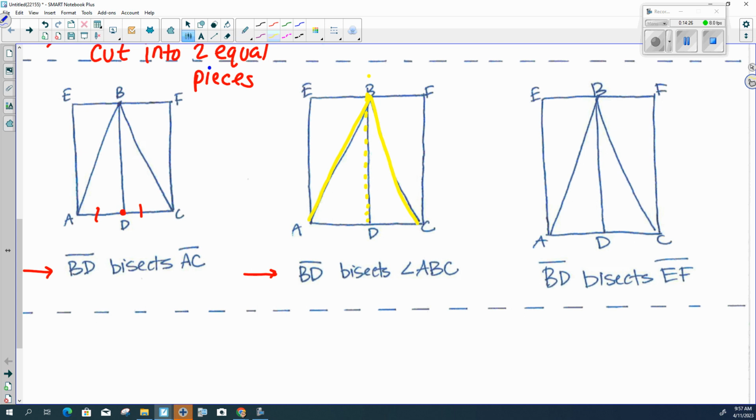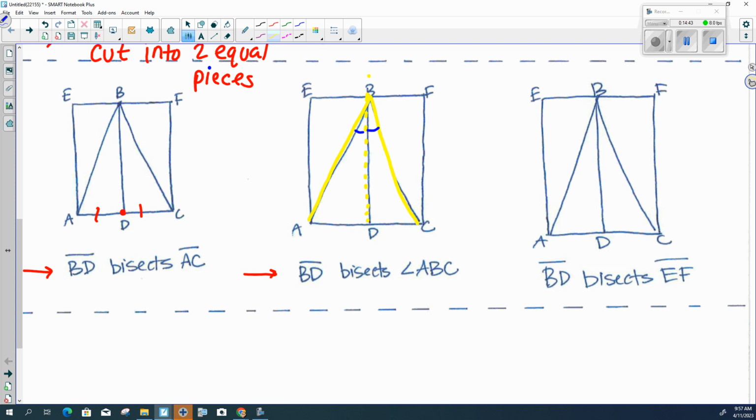So if I'm bisecting this big angle, it's going to create two equal angles here. And I would have to write angle ABD is congruent to angle DBC. Why? Because of the angle bisector theorem. Or actually, it's called definition of angle bisector.